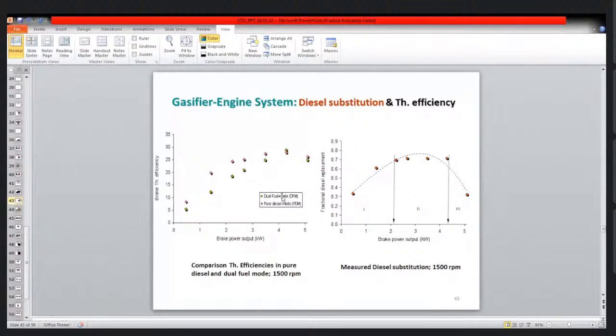You can see the performance of the diesel engine and the dual fuel engine. It is also observed that the thermal efficiency is sometimes better than the single fuel mode, but it's very rare. If everything is perfect, then sometimes it is observable. Now the diesel replacement here in this case is between 70% to 80%. If we include the biodiesel itself here, this percentage will be much higher.